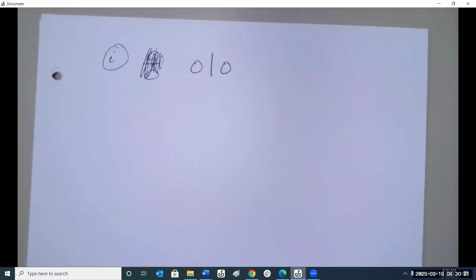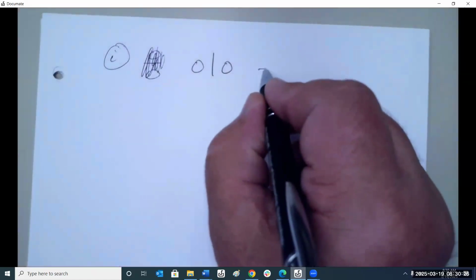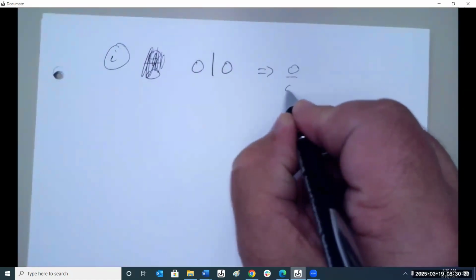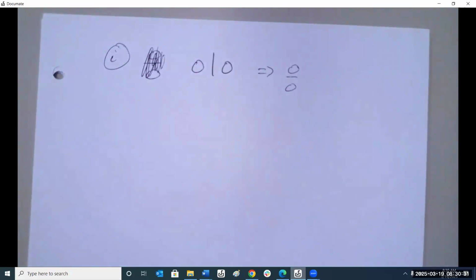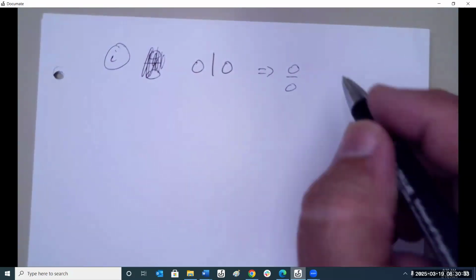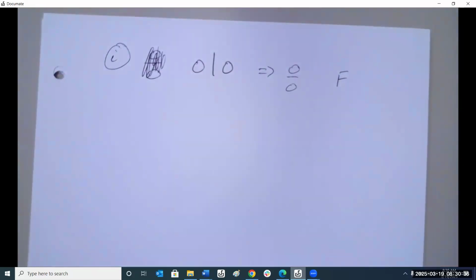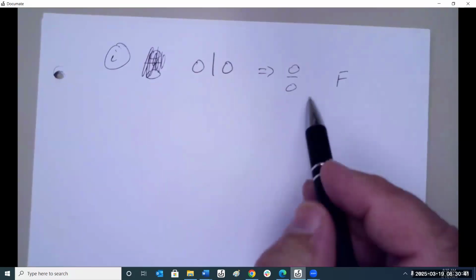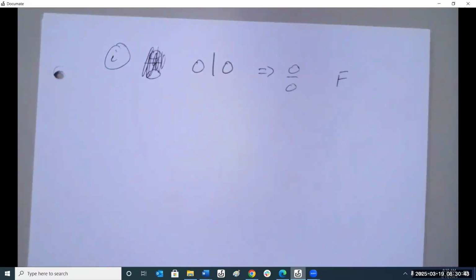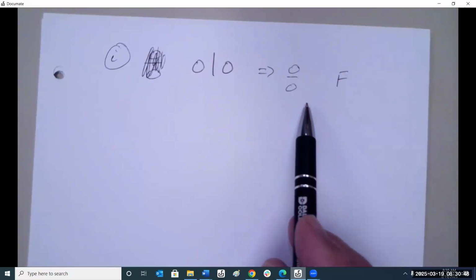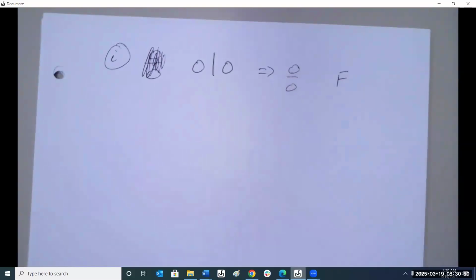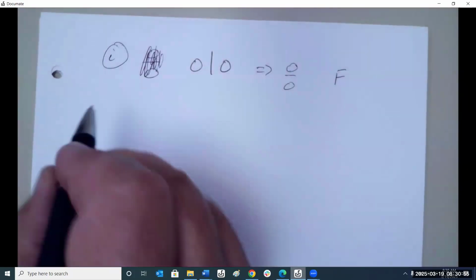No, not true. How would you write this? Can you divide by 0? No. So 0 is not a divisor of 0. How many times is 0 going to 0? We don't know. It doesn't go in there once, because 0 times 0 times 0 is 0. So 3 times, or 10 times, or a million times. So it's false. It's not a divisor.